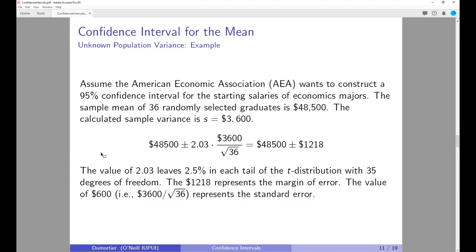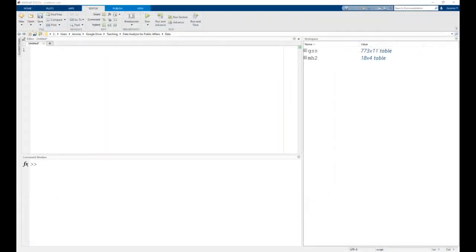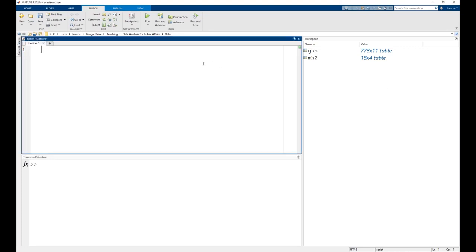Note that this value of 2.03 leaves 2.5% in each tail of the t-distribution with 35 degrees of freedom. If you want to calculate the critical value of 2.03 in MATLAB, you have to use the command tinv, or t-distribution inverse. You have to type in the probability that leaves 2.5% on one end, comma, and then you have to type in the degrees of freedom.